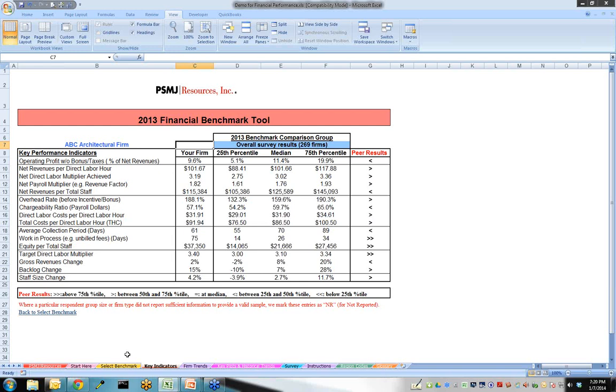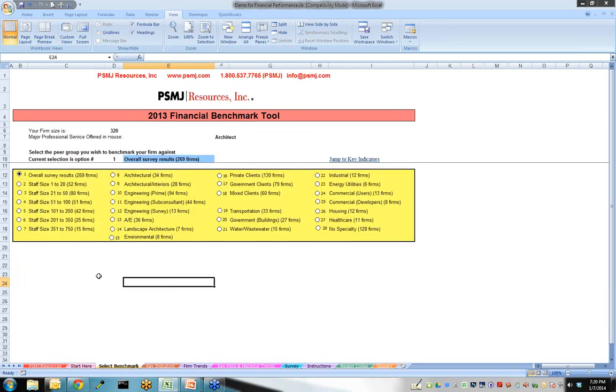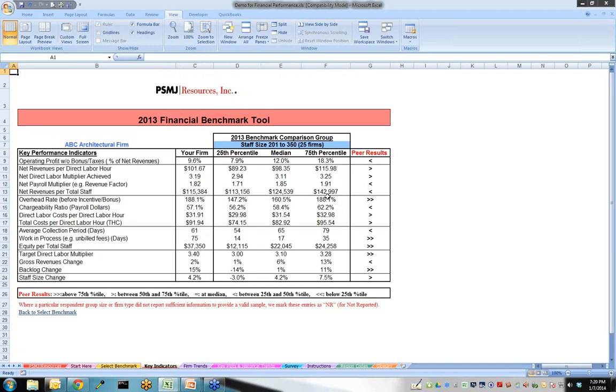But again, we don't generally benchmark ourselves against the overall industry. So we're a 320 person firm, so let's go look to see what that data looks like. So we click on number 6 here, which is staff size 201 to 350. Go back to the key indicators, or we can over here and jump to the key indicators.